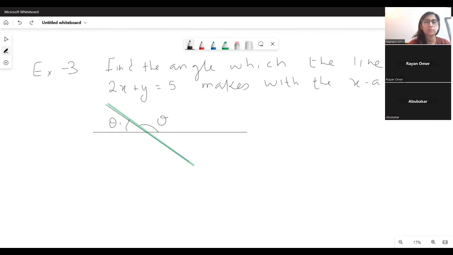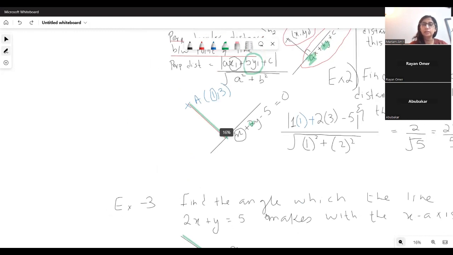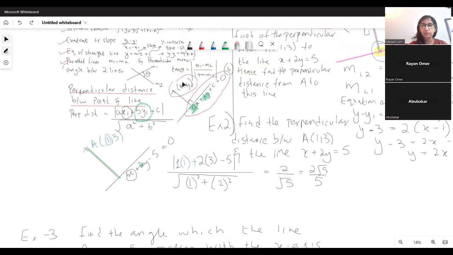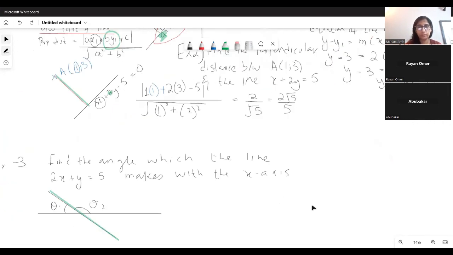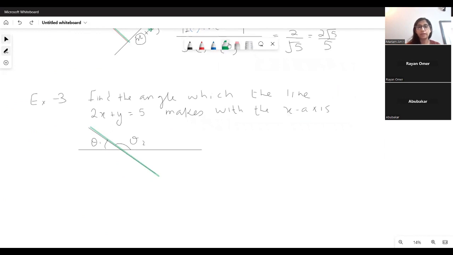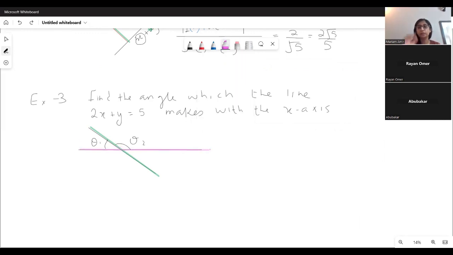Is it the same as example 1? No, it's not the same as example 1. In example 1 we found the distance between a line and a point. Here we're finding the angle between two lines, so it's a different concept. We have two lines. One of the lines is 2x plus y equals 5, and the other line is the x-axis. You need to find the angle between these two lines.